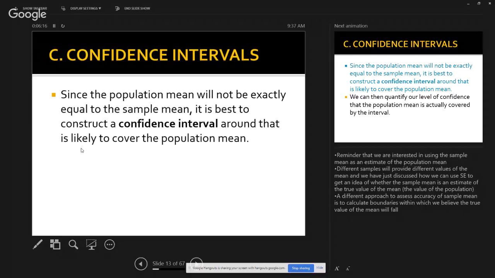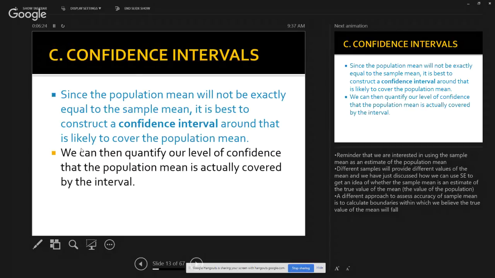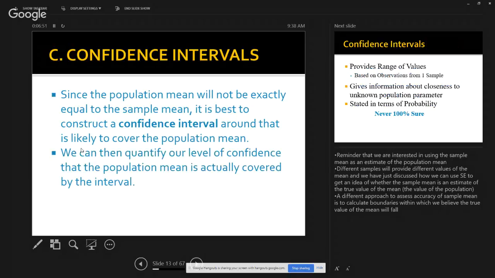So we have to look at a confidence interval, around the likelihood that it will actually cover the population mean. And so we can quantify our level of confidence that the population mean is actually covered. Different samples will provide different values of the mean, and as we just discussed, we could use the standard error to look at that. But a different approach is to assess the accuracy of the sample mean, to calculate the boundaries in which we believe that that sample mean is actually representative of the population.